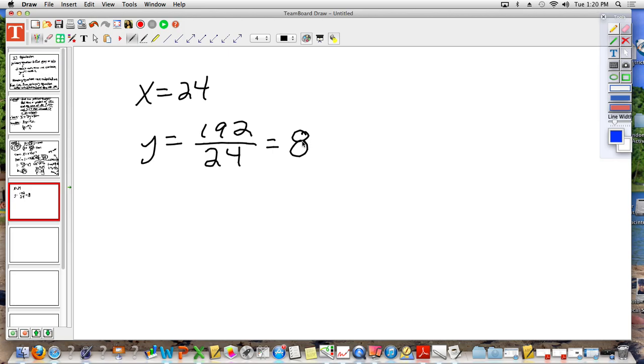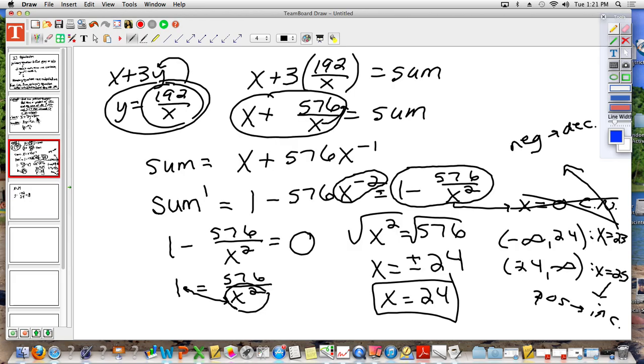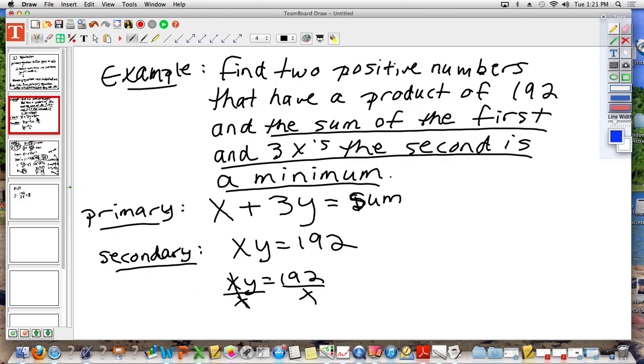So what is 8? 8 is the other number. Remember the problem said this. The problem said to find 2 positive numbers that have a product of 192. One of the numbers is 24. The other number is 8. Okay?